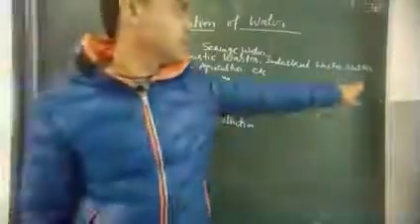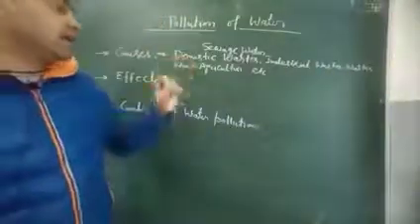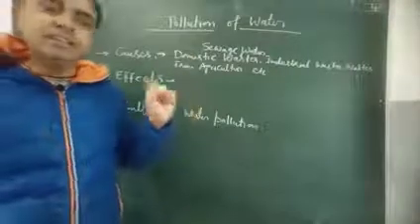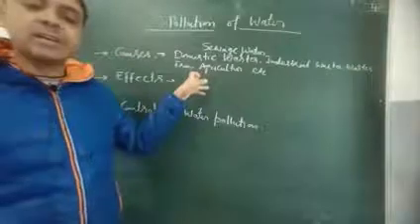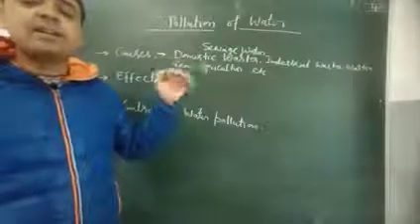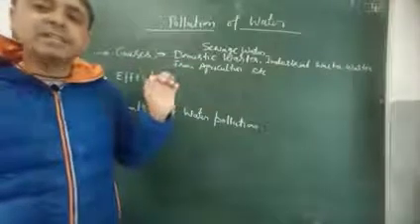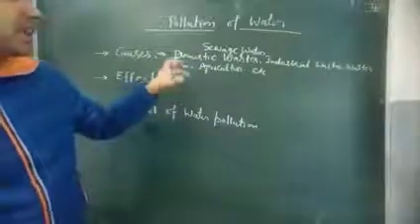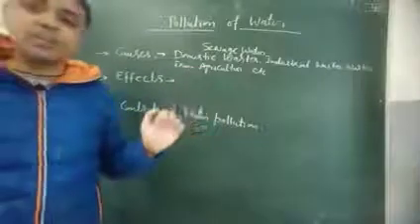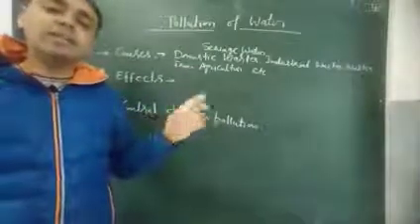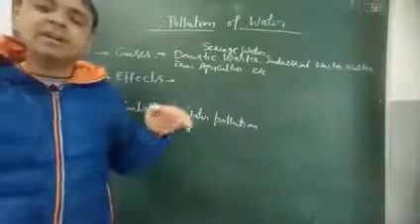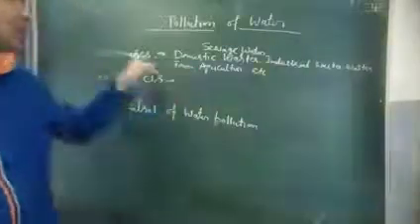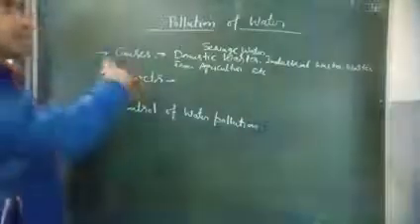Then the waste from farm agriculture. Waste from agriculture means we are using different types of artificial fertilizers and harmful insecticides and pesticides. These wastes come along with the water to the different water bodies and pollute them, even the underground water table also. So these are the different causes of water pollution.